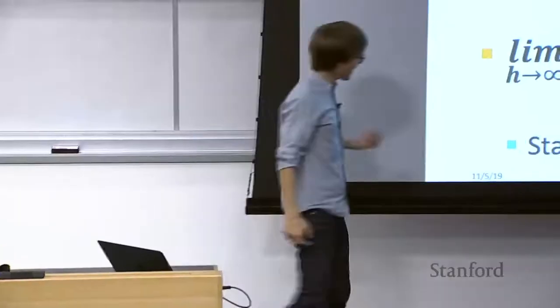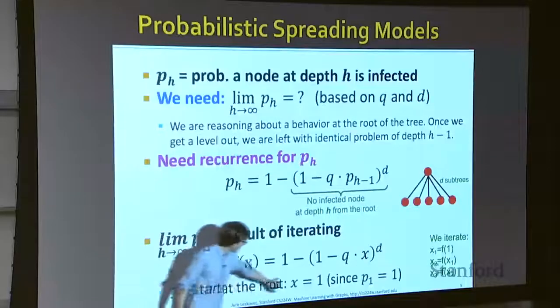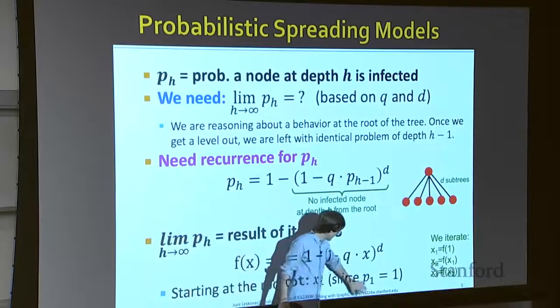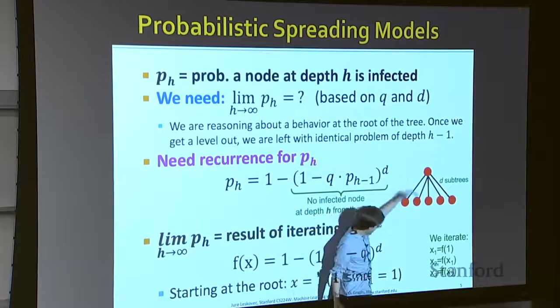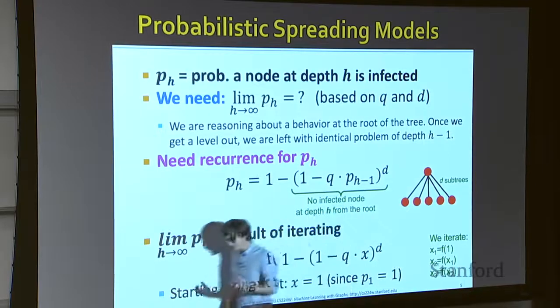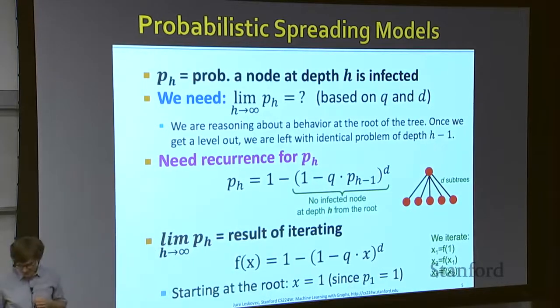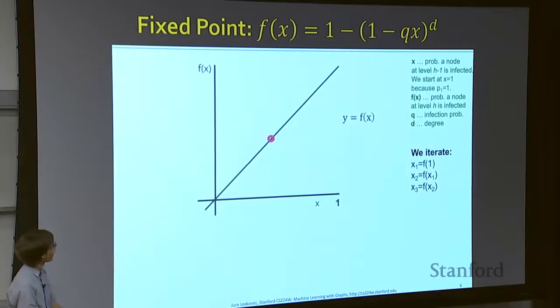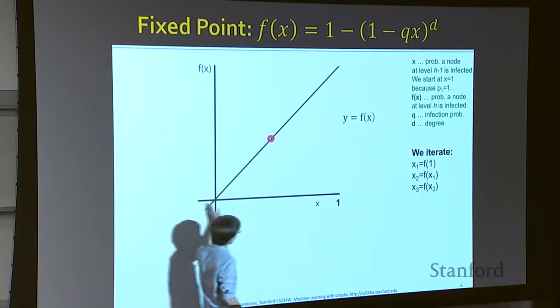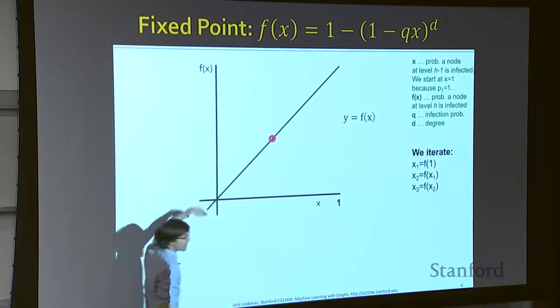Okay, and as I said, we start with x equals 1 because the probability that there is an infected node at the root equals 1, right? There is a patient 0. There has to be a patient 0. So the way we can think of this is the following. I can think that here I have x, and here I have f of x.